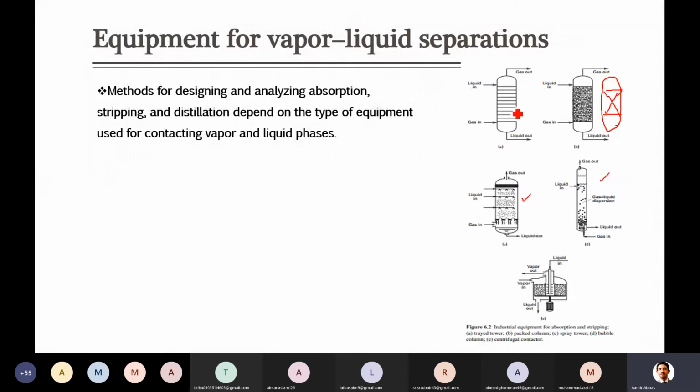Now in which one it will be better, between these two, we have to discuss later which one is better or which one should be selected, because out of these two there are certain parameters. Although both these equipments are good for contacting liquid and vapor, based on some parameters we then select either the plate or some randomly distributed or structured packing. So you guys are right.